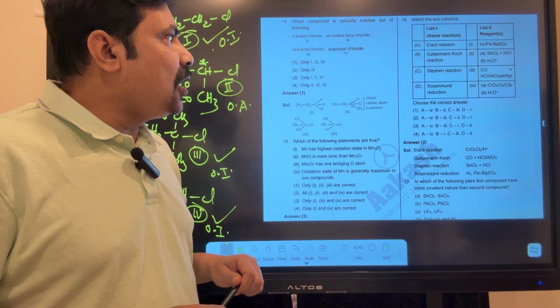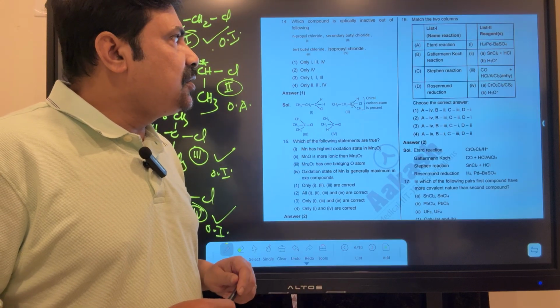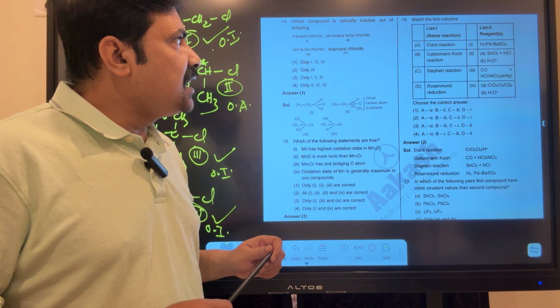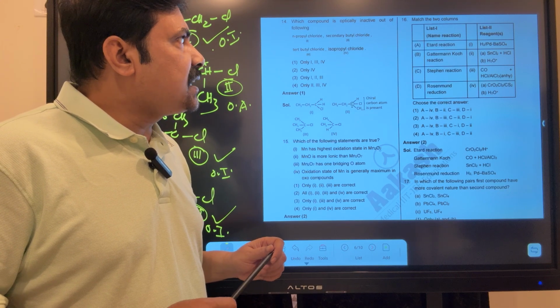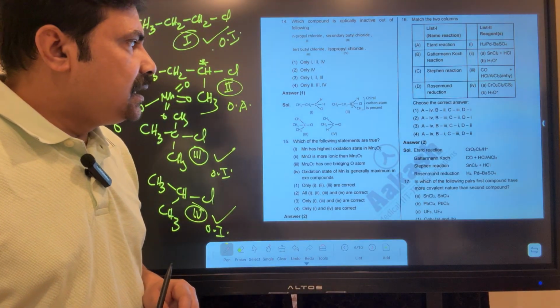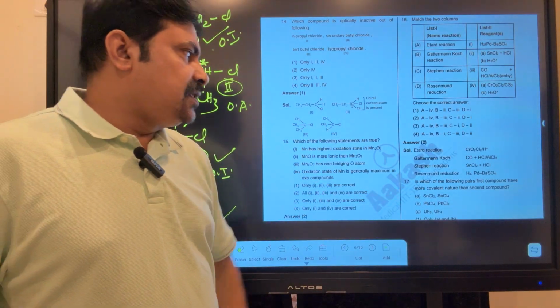Now look at the options. A is connected with 4, B is connected with 3, C is connected with 2 and D is connected with 1. That's why the second option will be the answer. Now come to this question.